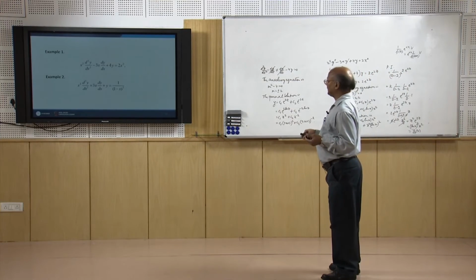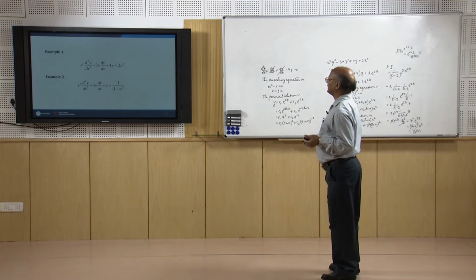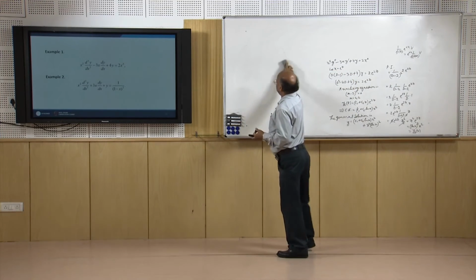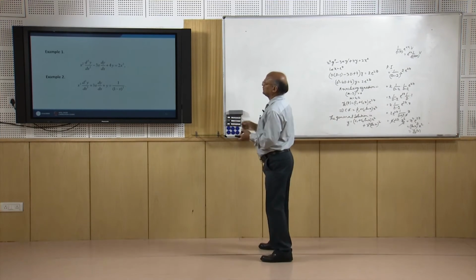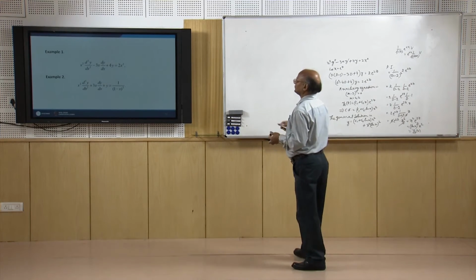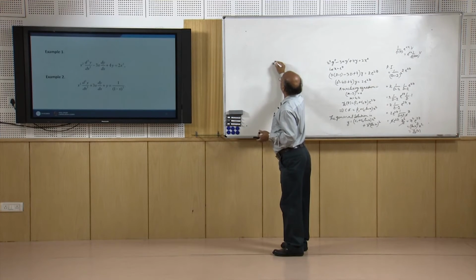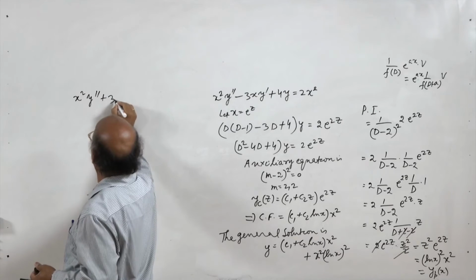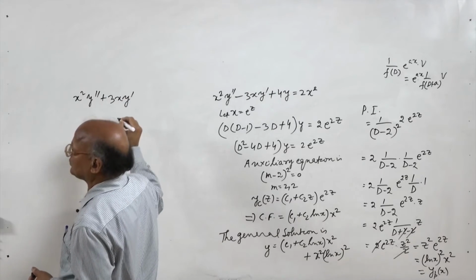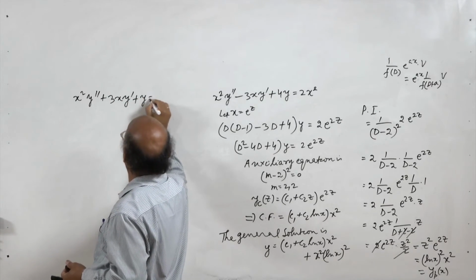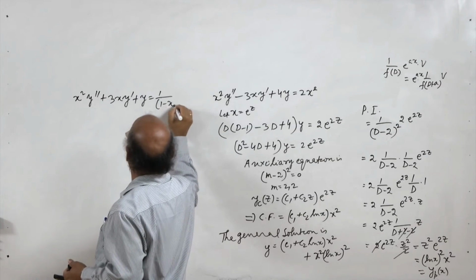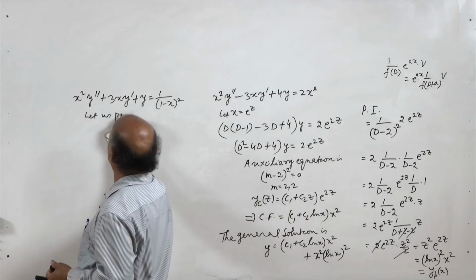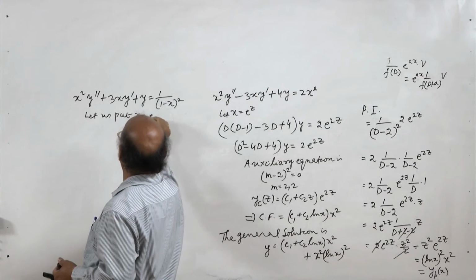And one more differential equation we have taken, let me just give a hint here, because no formula will be applicable here, we have to apply the general method to find the particular integral. So x square y double dash plus 3x y dash plus y equal to 1 over 1 minus x whole square. So again let us put x equal to e to the power z.